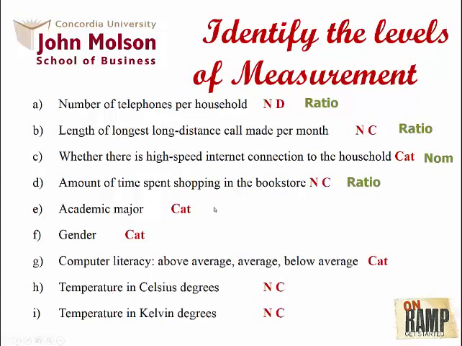The academic major. One should not say that one major is superior to the other, whether you choose marketing, finance, or management. So these are simply nominal scales. The gender. No gender is superior, so it is nominal. Computer literacy. Above average, average, below average. In this case, there's some kind of order, so it's categorical, ordinal. Temperature in Celsius degree, we saw that there's no real zero with Celsius, so we say it's interval scale. And the temperature in Kelvin, yes, it does have a true zero, then it's ratio.